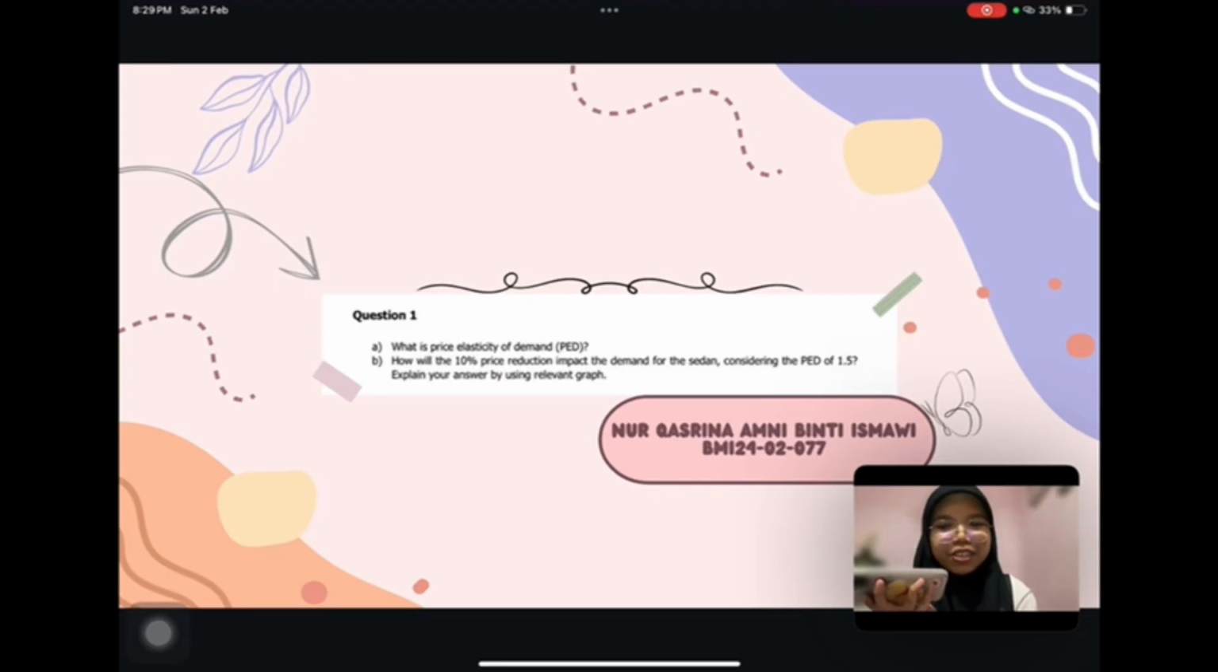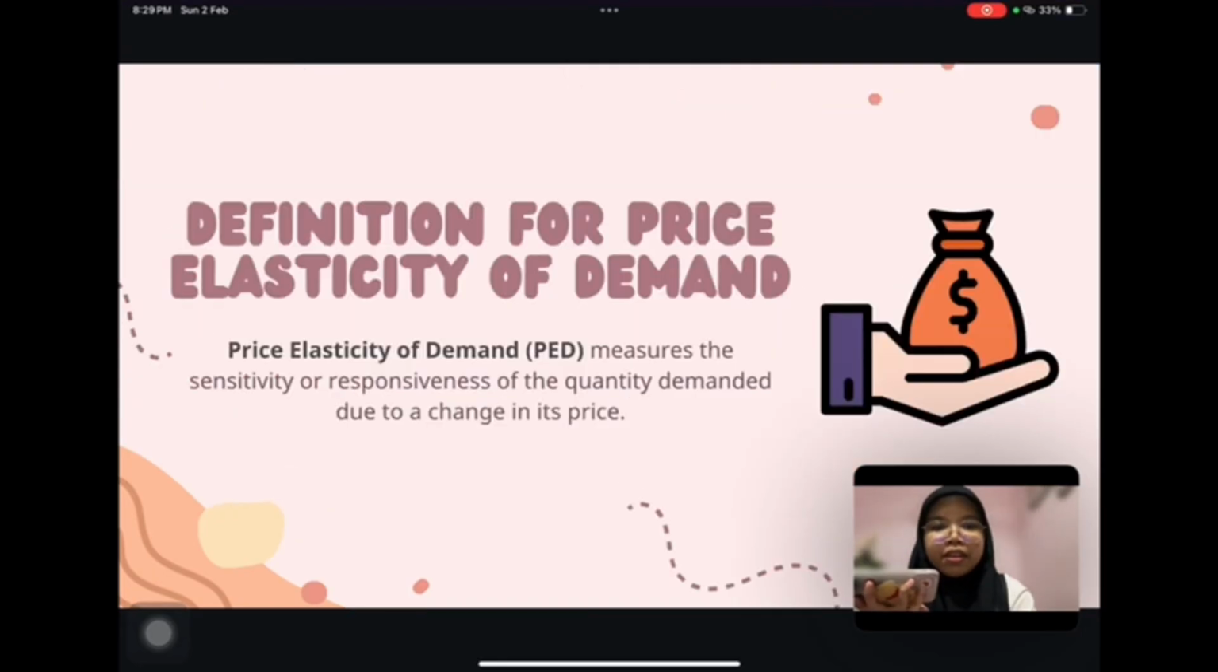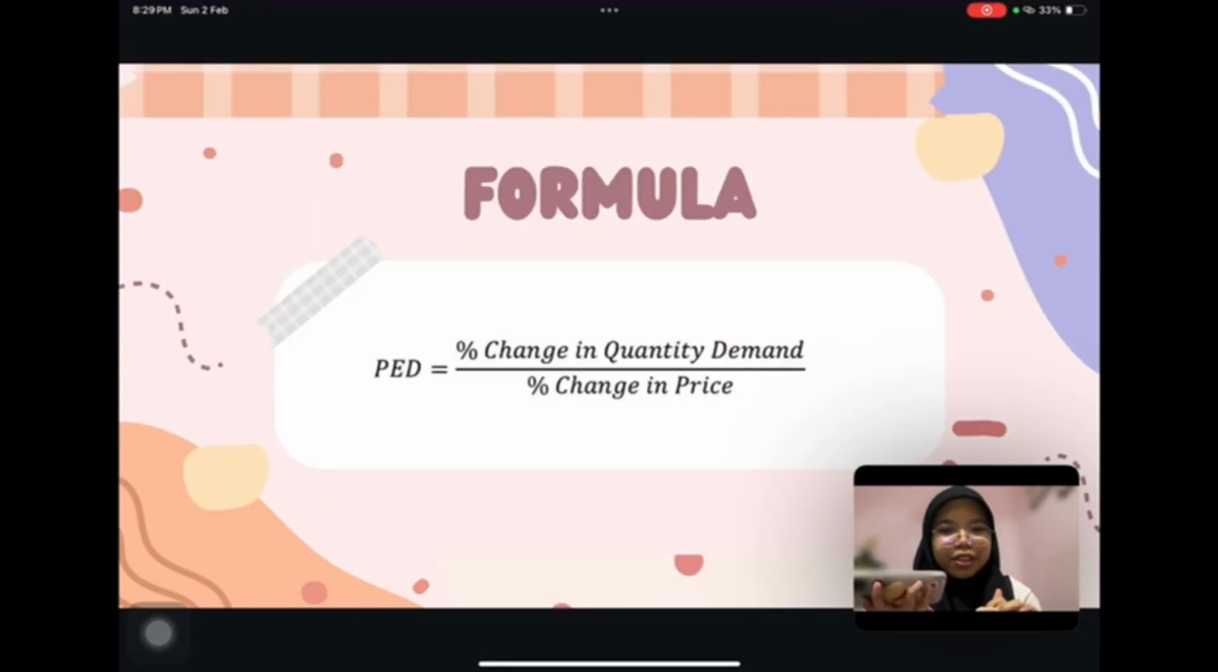For the second question, which is, how will the 10% price reduction impact the demand for sedan considering the PED of 1.5? Explain the answer by using relevant graph. First of all, this is the formula for price elasticity of demand, which equals the percentage of change in quantity demand over the percentage of change in price.